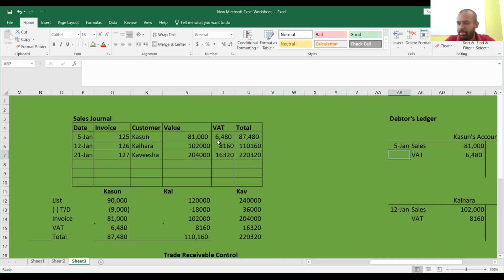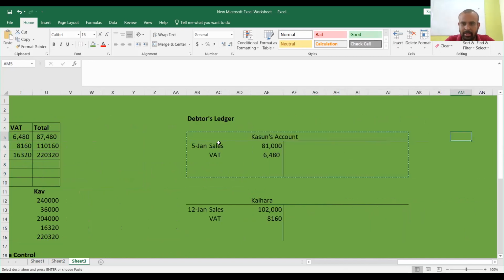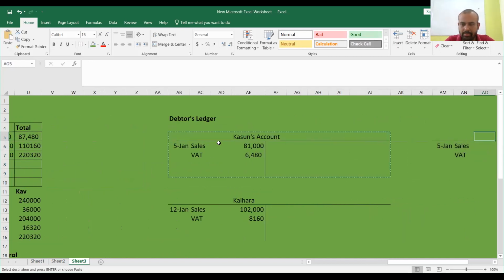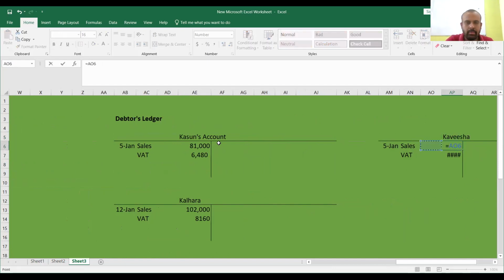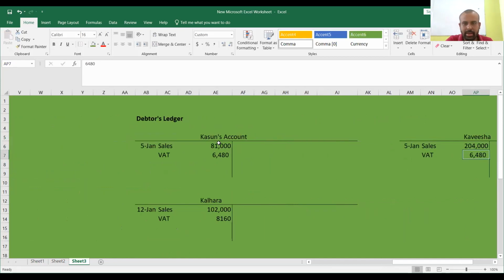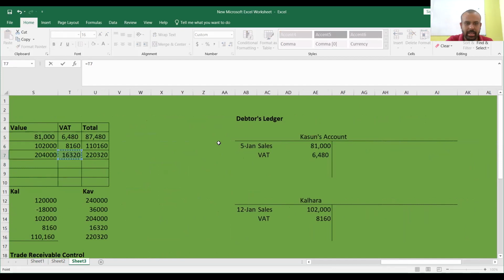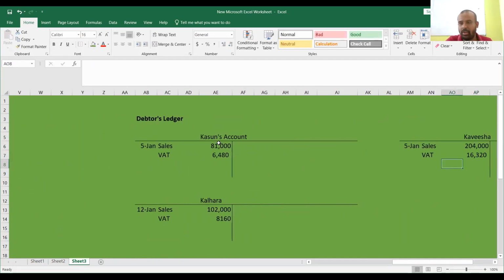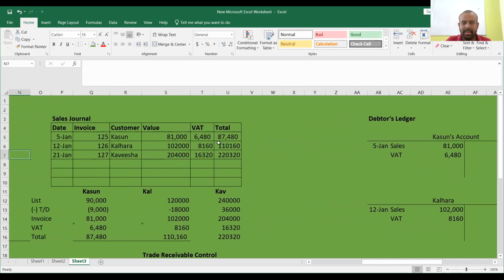Okay, then at the same time you need to update the individual data account. You must update the individual data account. Kavisha, you get Kavisha account. It's 104,000. Value added tax is how much? Okay, 16,320. Okay, now everything is fine, right?